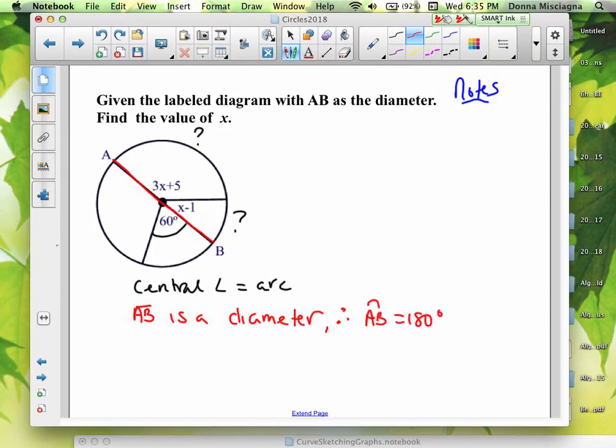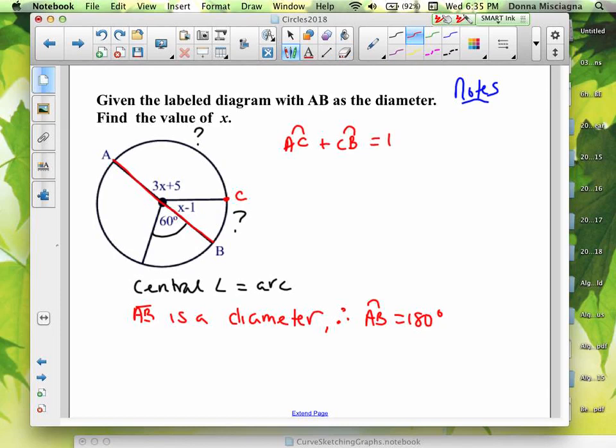So I know that if I add these two arcs, let's put a C right there. If we add AC plus CB, that's going to equal 180 degrees. And you might be saying, but what about the other arc that's 60 degrees? Well, guess what? You didn't need that at all. That was just throwing you off. I gave you useless information.